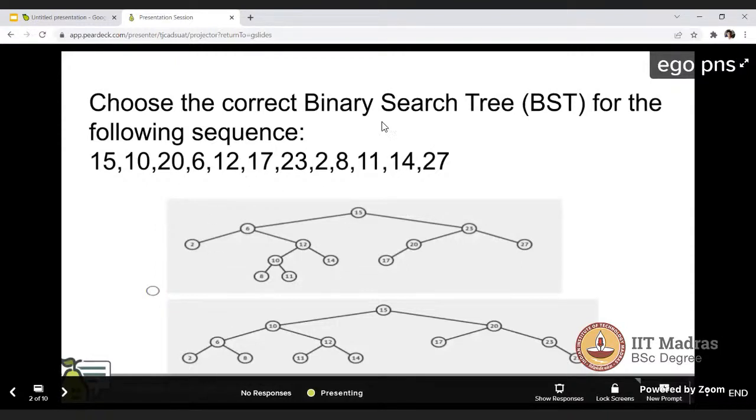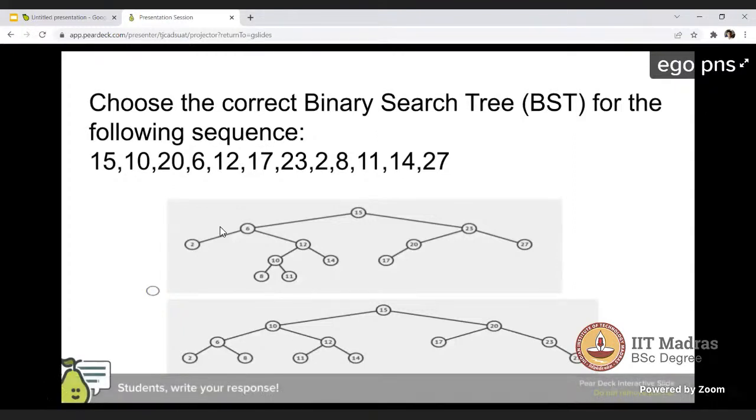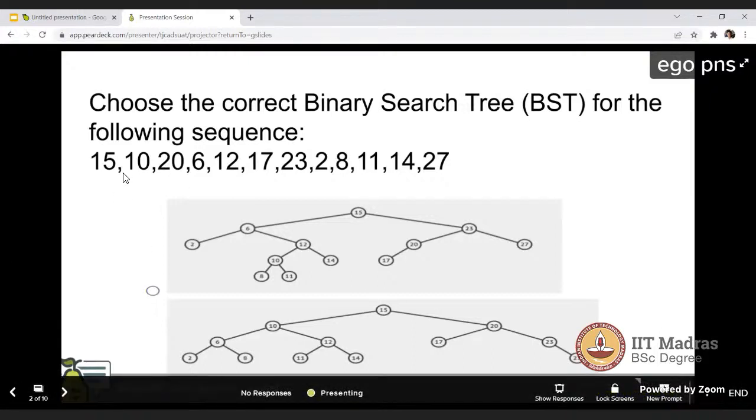So are you all able to see the question in the peer deck? There was one doubt on the discourse regarding this BST question, so we'll solve one particular question. You have to find out the correct binary search tree for this particular sequence.